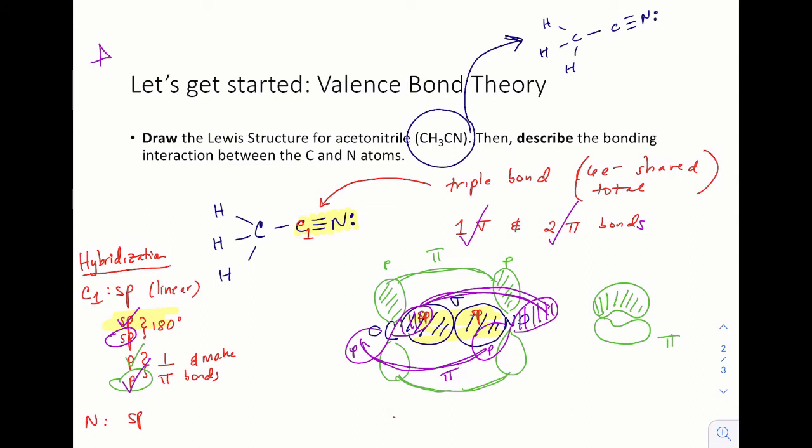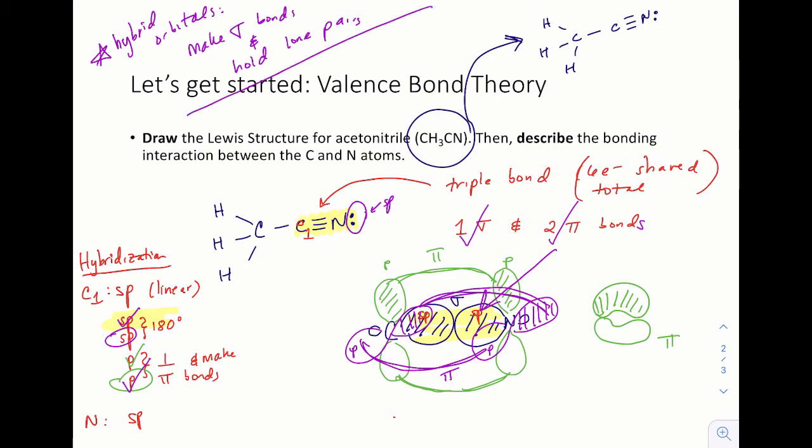Just a quick review before we move on. Hybrid orbitals are used to make sigma bonds and hold lone pairs. So for example, nitrogen is using one of its sp orbitals to make the sigma bond. The other sp orbital is holding the lone pair. And then these leftover p orbitals, the ones not used to form the hybrid orbitals, are going to make pi bonds or be empty. Okay, so keep that in mind as we move forward.